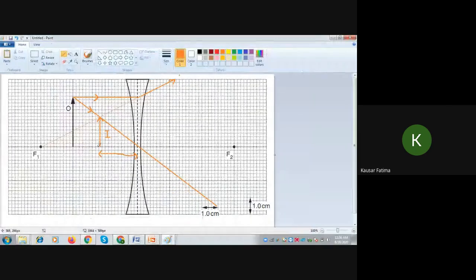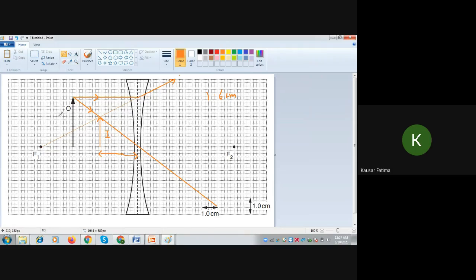So you count this. Five blocks are one, two, three, four, five. Five blocks are equal to 1 centimeter. So 1.2, 1.4, 1.6. It means 1.6 or 1.7 centimeter is the height of this image. A 0.1 centimeter error may be allowed, half of the small square, not more than that. Now this is the height of the image.